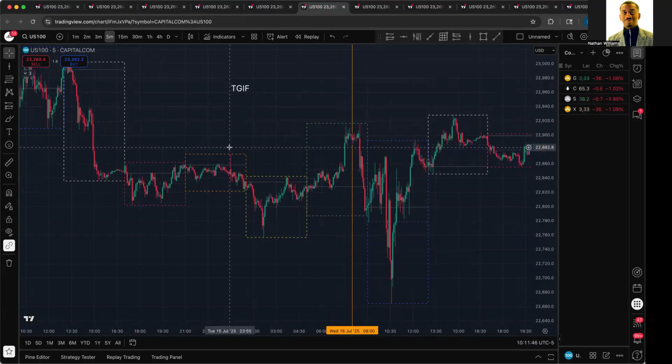This here is a thank God it's Friday trade. Here's what I mean by it. You can see here Monday, Tuesday, Wednesday. Thursday took the high, ran down and took the low. We'll talk about this in the next trade. Actually, let's talk about it now, before we talk about it.